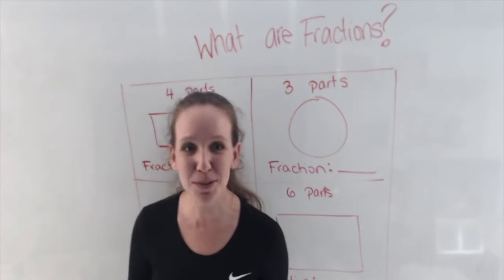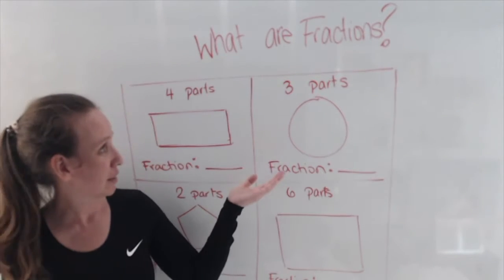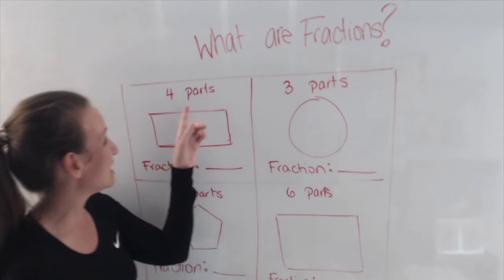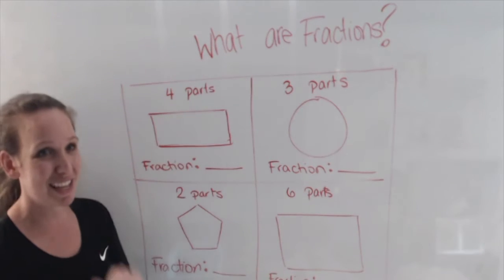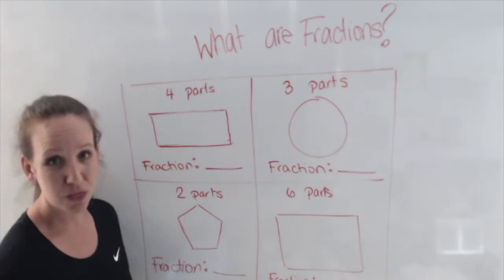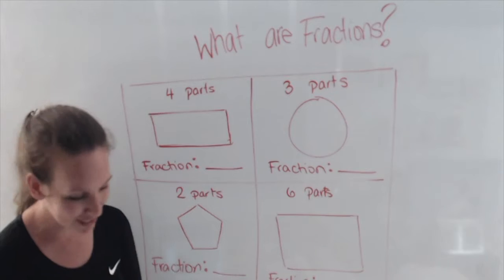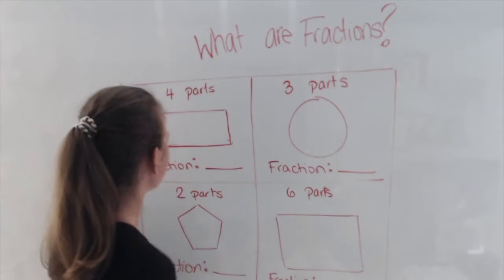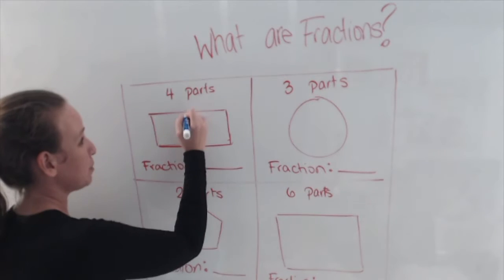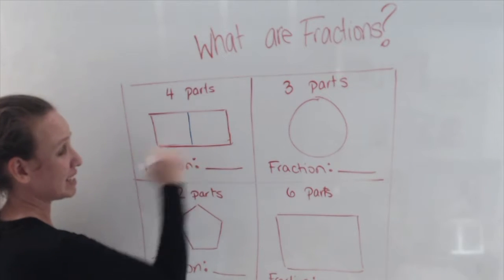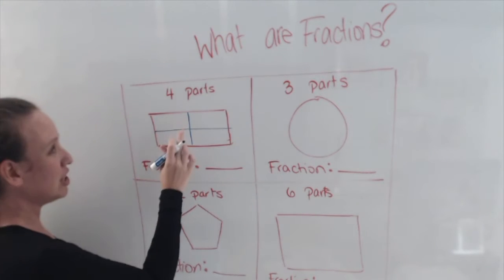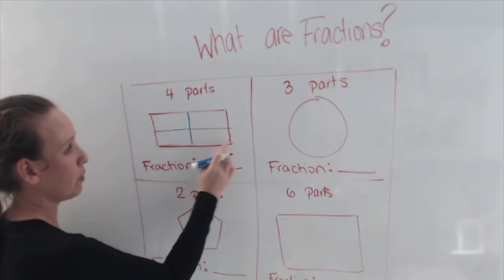So let's break these pieces apart into equal pieces, into equal parts, based on the number that it says up top. So this says 4 parts. Now, there's a lot of ways you can break a rectangle into 4 parts. So I always think the easiest way is breaking it in half first, because that's 2 parts, and then half again, like a window. And look, I have 1, 2, 3, 4.